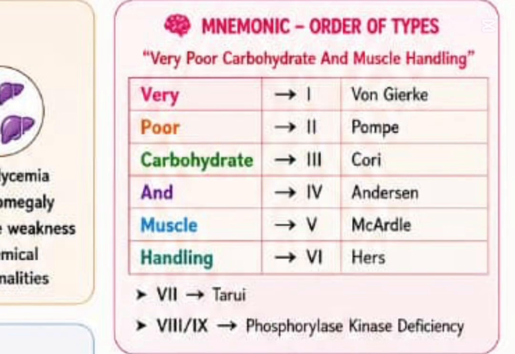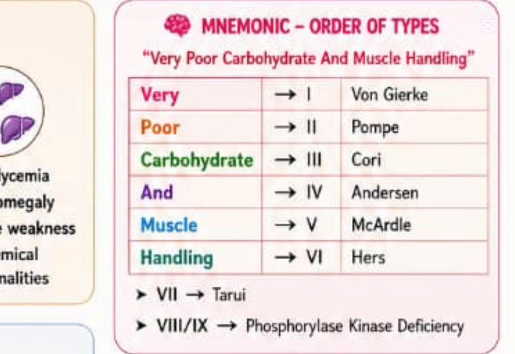Don't forget the types of glycogen storage disease. Always remember: very poor carbohydrate and muscle handling. You can use various mnemonics, and I gave you one here.